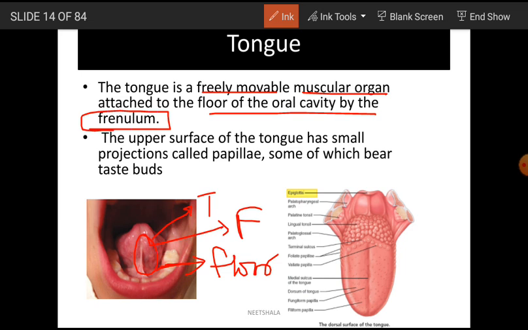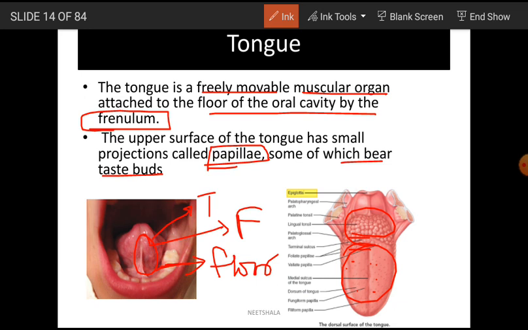Now on the upper surface of the tongue, you can see small projections. These small things are also projections. These projections we will call papilla. So we have projections which are present on the surface of the tongue. These projections are known as papilla, and some of these papillae bear taste buds. Not all, but some bear taste buds.